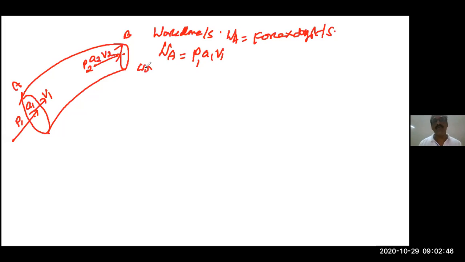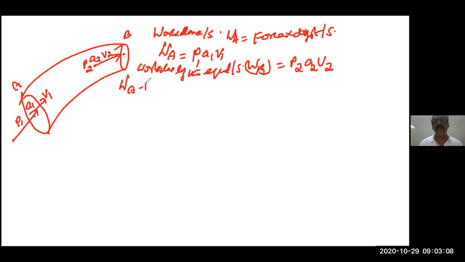Now next one, work done by the liquid per second, WB. Again, force into displacement per second. Force is P2A2, and displacement per second is the velocity at that point, V2. Now we can say WA minus WB is P1A1V1 minus P2A2V2.